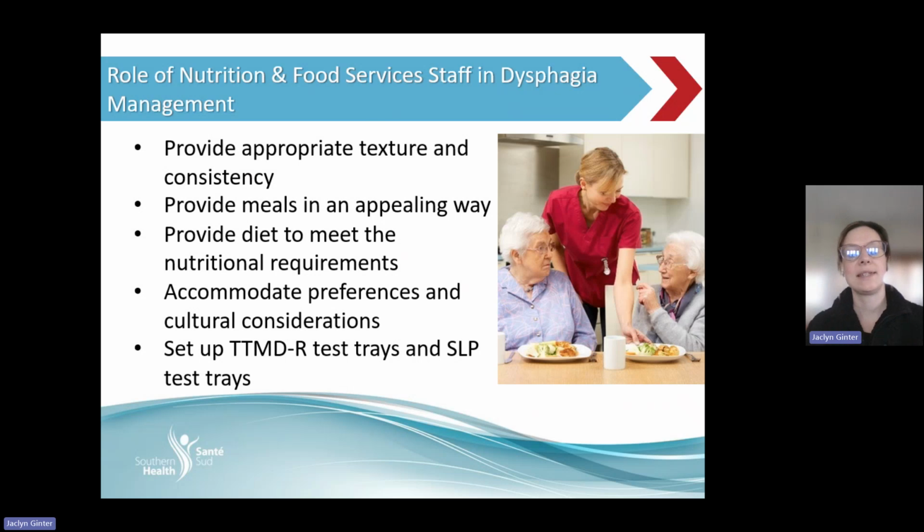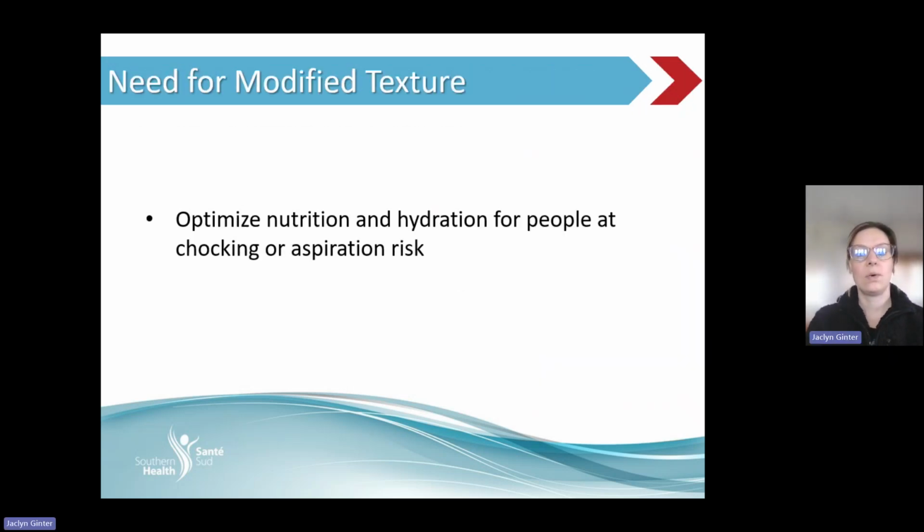We want to provide meals in an appealing way and provide the diet to meet the nutritional requirements, accommodate preferences and cultural considerations as best we can, and to set up TCMDR test trays and SLP test trays, which I'll talk a little bit more about later. So we need modified textures to optimize nutrition and hydration for people who are at risk for choking or aspiration.